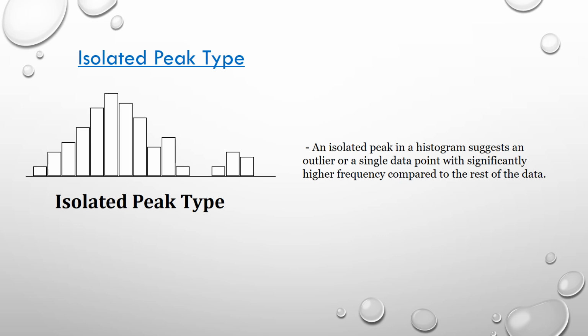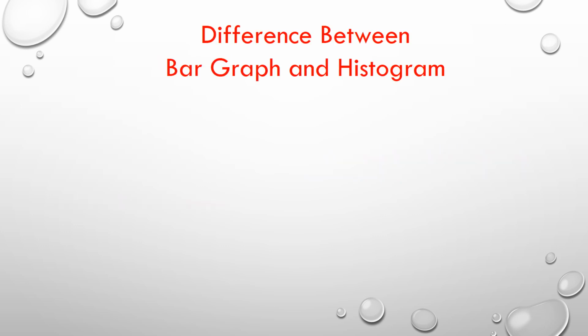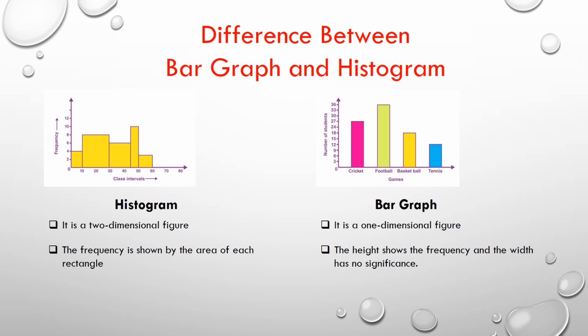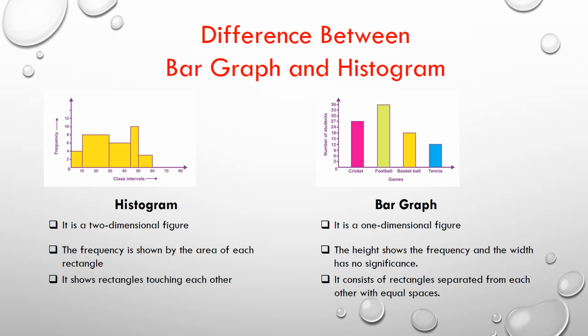Next, let's discuss the difference between a bar graph and a histogram. A histogram is a two-dimensional figure, but a bar graph is a one-dimensional figure. In a histogram, the frequency is shown by the area of each rectangle, but in a bar graph, the height shows the frequency and the width has no significance. A histogram shows rectangles touching each other, but a bar graph consists of rectangles separated from each other with equal spaces.